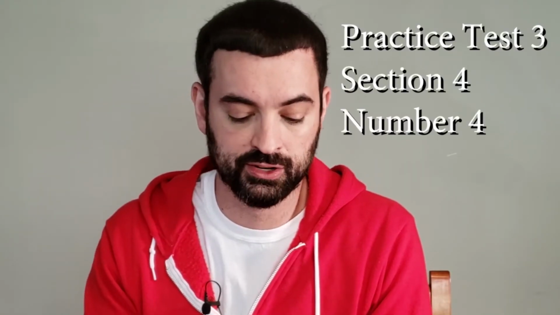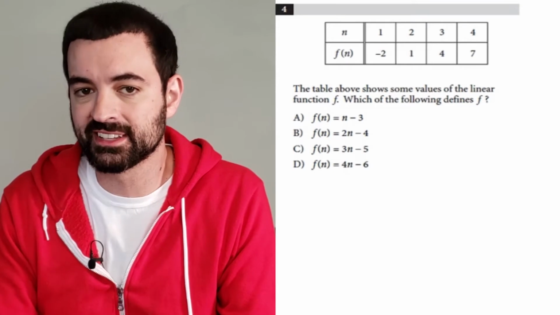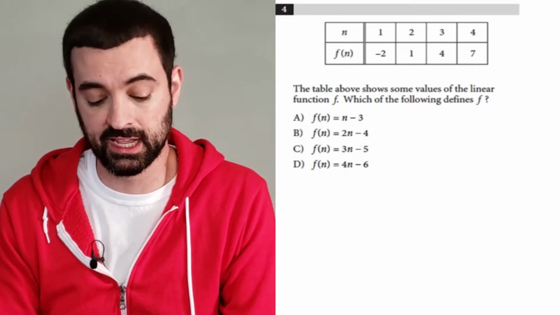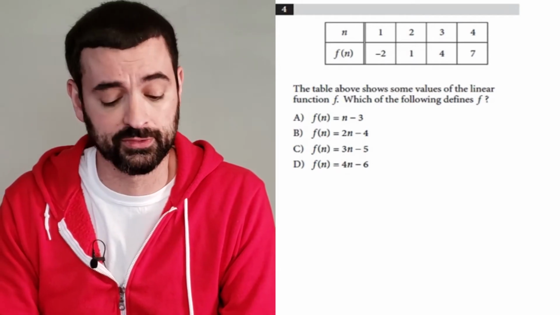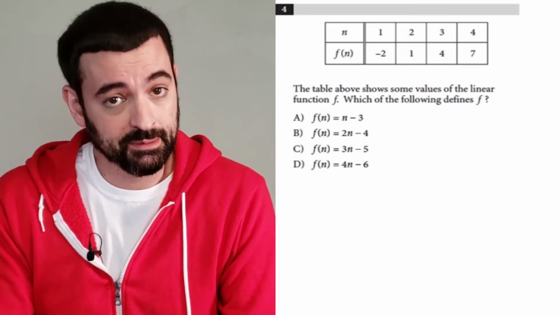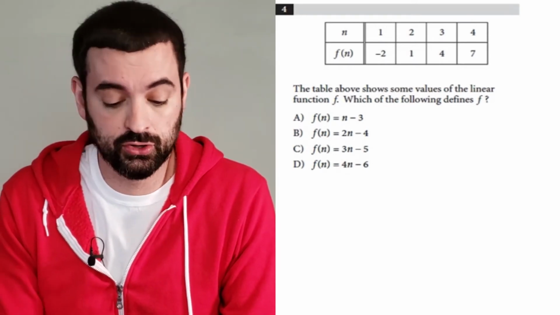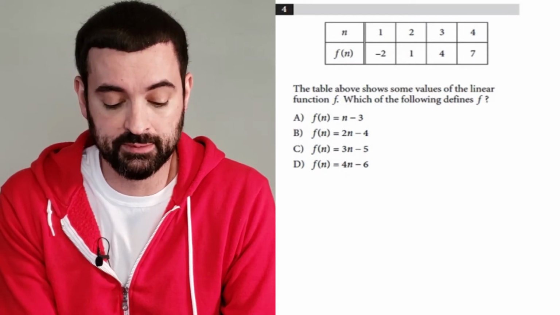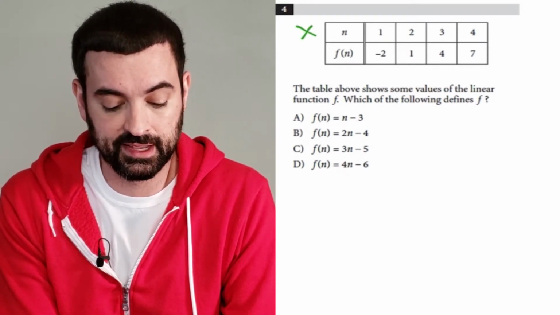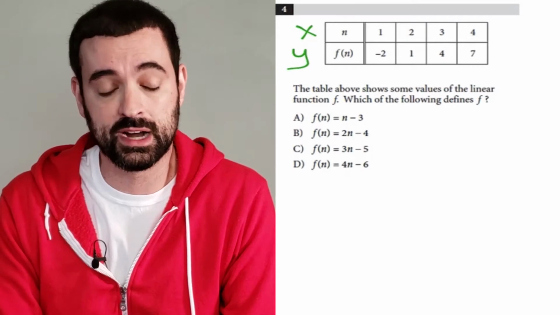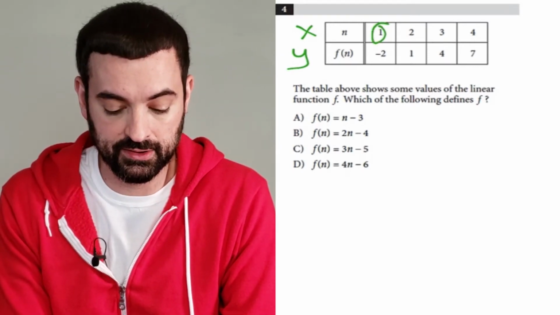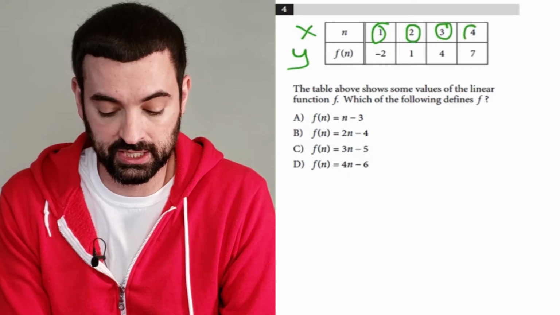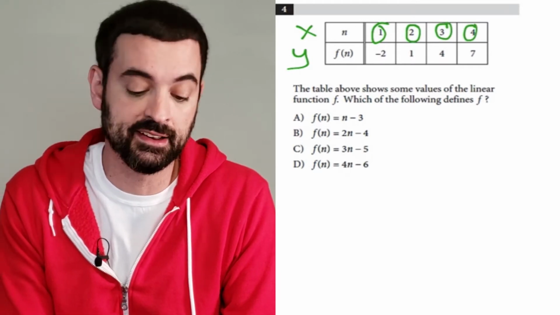This is test 3, section 4, number 4. They give us a table here, which means, again, a lot of different values. And then we have these 4 functions. Seems challenging. All we need to do is remember that we have an input value, which is an x, and an output value, which is a y. And we're going to put these values into each function everywhere that we see an n.